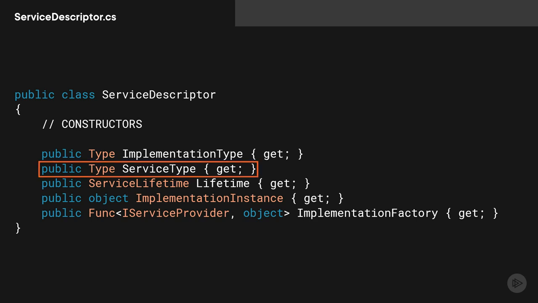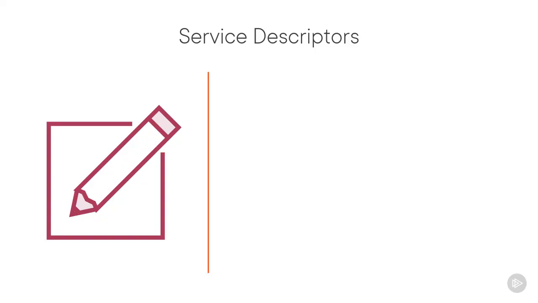This includes the service type for the registered service, which is typically going to be the interface, details about the implementation type, which will be the type that's constructed when the service is resolved, and information about the lifetime of the service. You rarely need to work directly with service descriptors, since they're typically created for us by the various extension methods on the IServiceCollection.